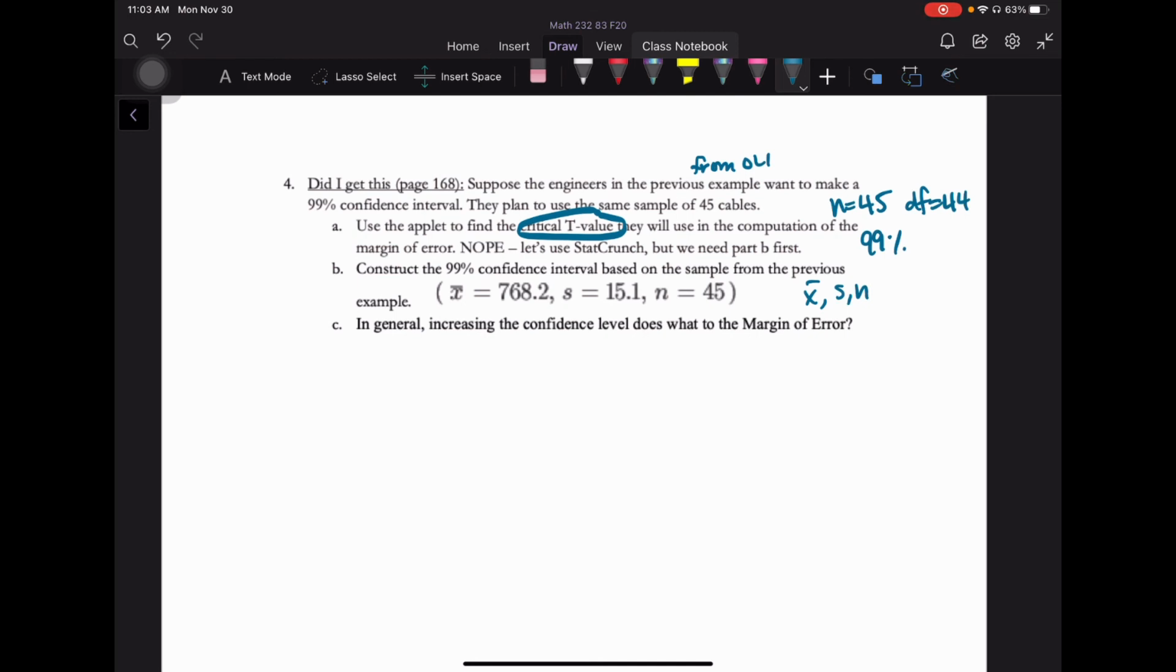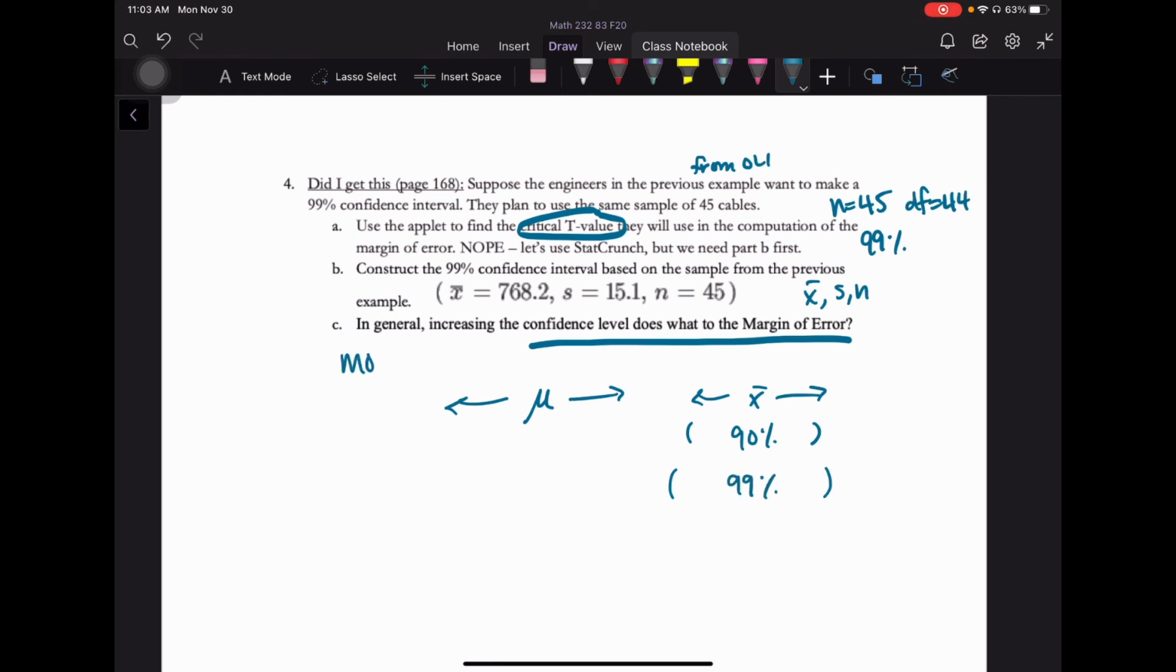And then they're asking what happens if we increase our confidence level, what happens to the margin of error. Remember that our margin of error is what we are adding to and subtracting from the mean, or actually with sample data, it's how far out we are going to capture. So if this was a 90% confidence interval, to get more confident, I go further out, which means my margin of error increases. Okay. Once again, let's head back to StatCrunch.